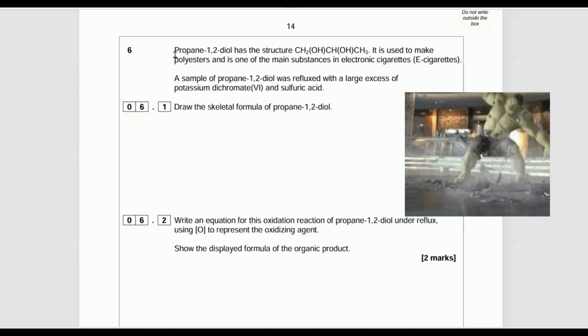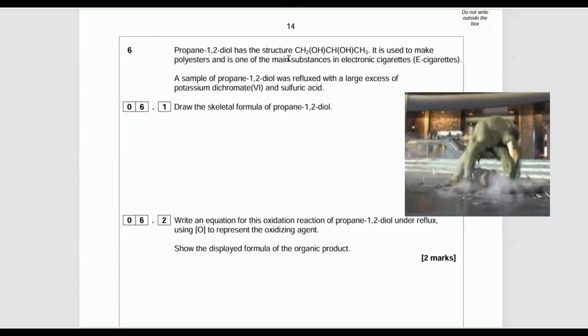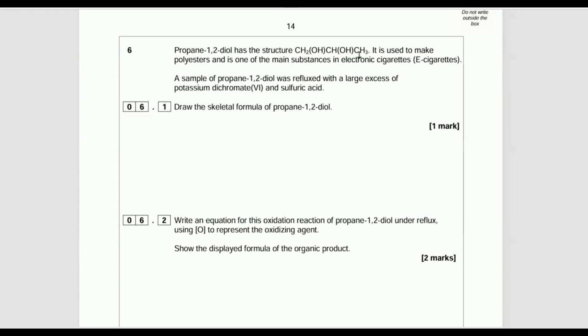All right, question 6. Propane-1,2-diol has the structure CH2OH, CHOH, CH3, and that's the structural formula. It's used to make polyesters and is one of the main substances in e-cigarettes, so your vapes and stuff. A sample of propane-1,2-diol was refluxed with a large excess of potassium dichromate(VI) and sulfuric acid. Draw the skeletal formula of propane-1,2-diol. This one's a nice easy one. So grab some paper, grab a pen, pause the video, scribble it out, unpause, check your answer. All right, let's go.